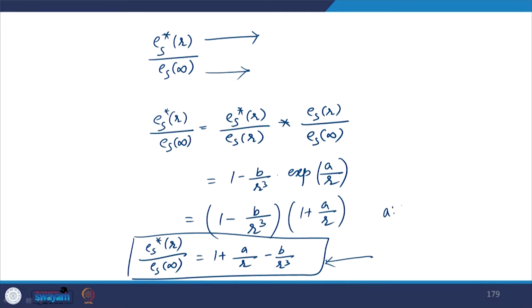A represents parameters with respect to the curvature term and B represents parameters with respect to the solute, right. So this is the basic idea, where we have summarized both the curvature effect and the solute effect, right. Now we will try to understand more about this final equation, which is 1 plus a by r and 1 minus b by r cube.